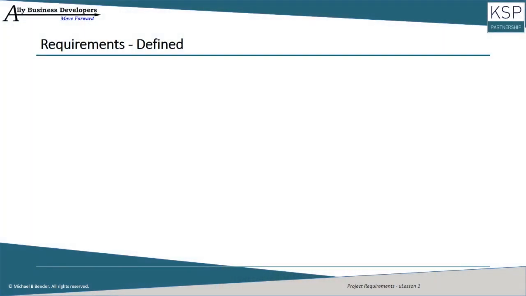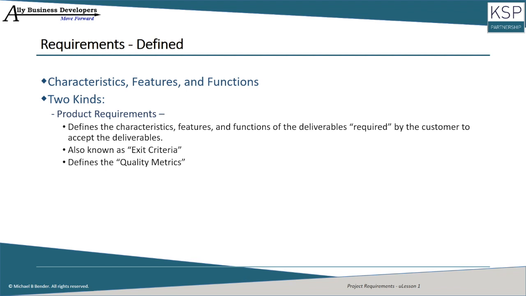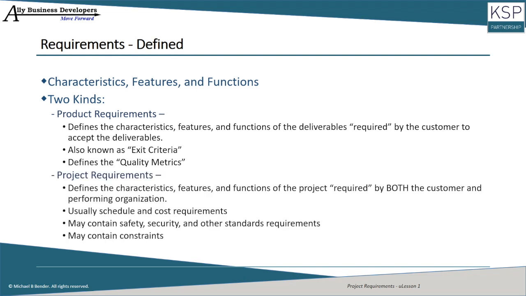So, what are requirements? Quite simply, they are the characteristics, features, and functions of the project and its deliverables. In project management, we break them into two kinds. The first kind are the product requirements. These define the characteristics, features, and functions of the deliverables themselves. They're required by the customer so that they'll accept the deliverables. Therefore, they're also known as exit criteria. These also define the quality metrics that we'll use to prove to the customer that we've given them what they've asked for.